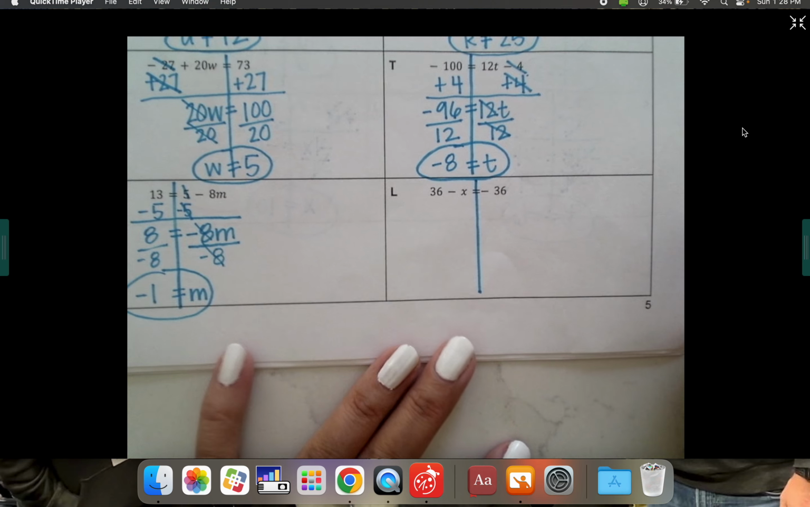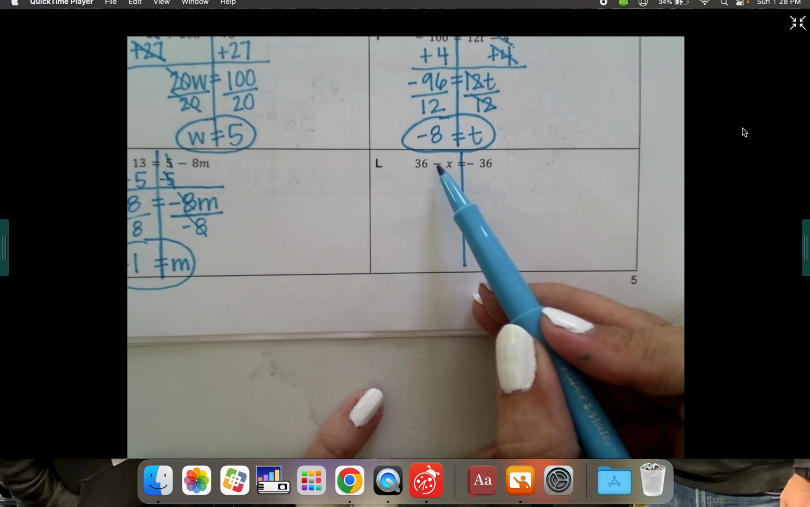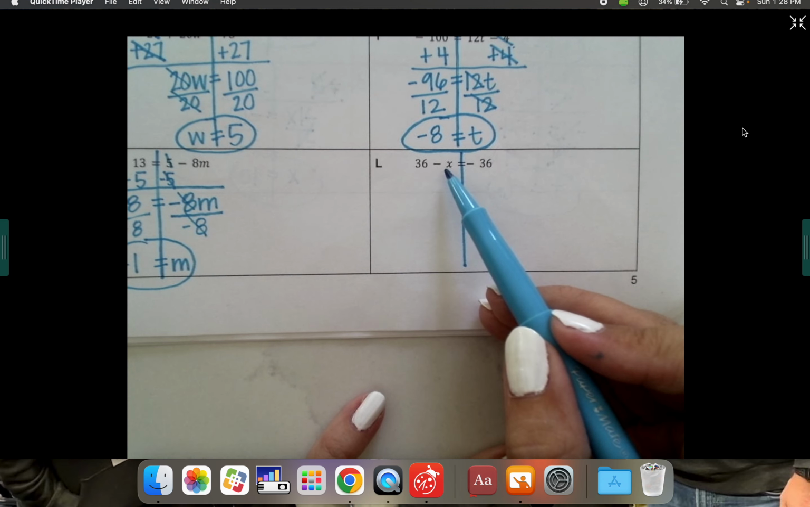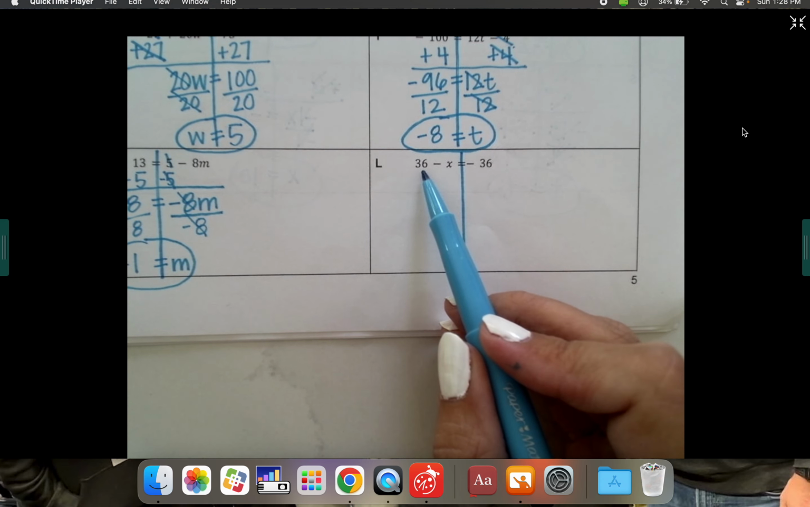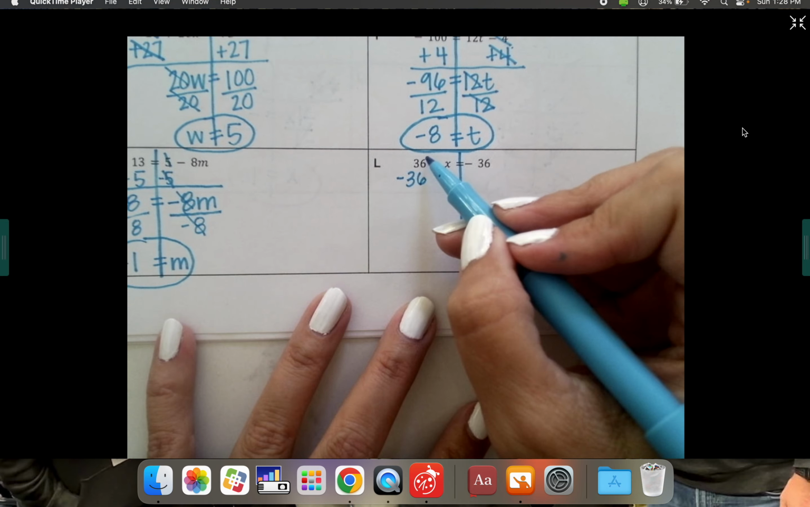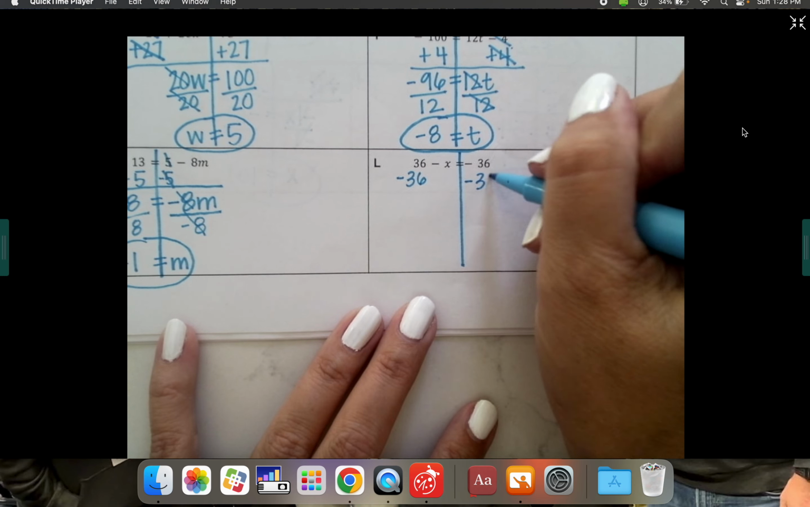Okay. And then L, our very last one. I bet we already know what that one's going to be, but let's go ahead and practice showing the work. Keep the variable with its coefficient, which I hope you remember what that means for now, and let's get rid of the 36. The only way to make 36 equal 0 is to subtract it. If I were to add it, 36 plus 36 is not 0. So we're going to subtract it on both sides.